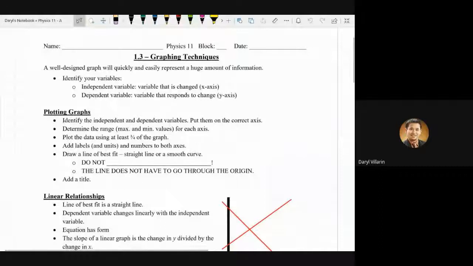Three is graphing techniques. So you follow certain things in order for you to graph experimental data. A well-designed graph will quickly and easily represent a huge amount of information. So we can actually define a graph.